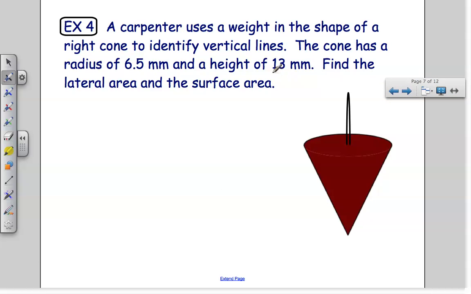And last example today: a carpenter uses a weight in the shape of a right cone to identify vertical lines. This is called a plumb bob. The cone has a radius of 6.5 millimeters, so the radius would actually be up here, and a height of 13 millimeters. Height goes at a right angle to the base. Here it's vertex to base, so this would be 13 millimeters for that height. Find the lateral area and the surface area.